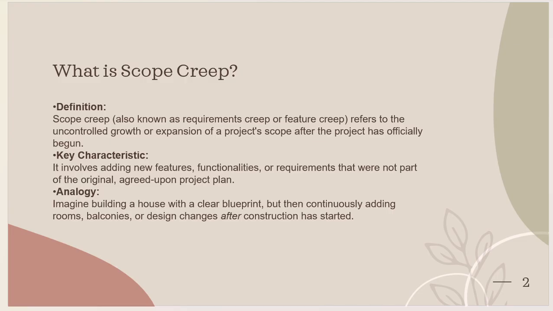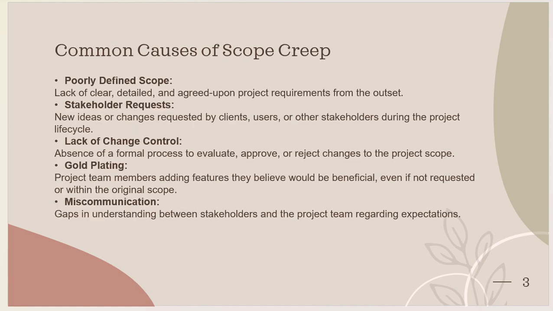The key characteristic of scope creep is that it involves adding new features, functionality, and requirements that were not part of the original, agreed-upon project. That's the key characteristic of why scope creep happens. An analogy: imagine building a house with a clear plan, but continuously adding rooms, balconies, and design changes after the construction has started. It's difficult to make changes like that after construction has begun, and it happens in a similar way in IT projects. Okay, let's move on to the next slide.